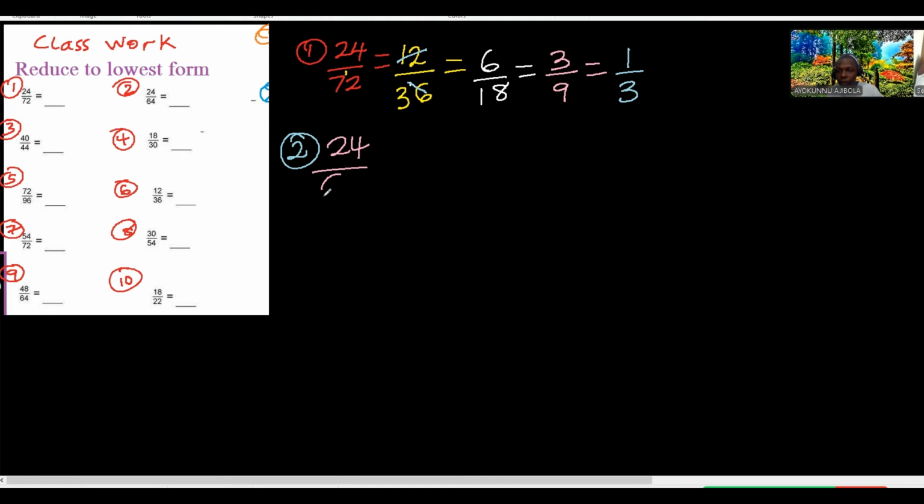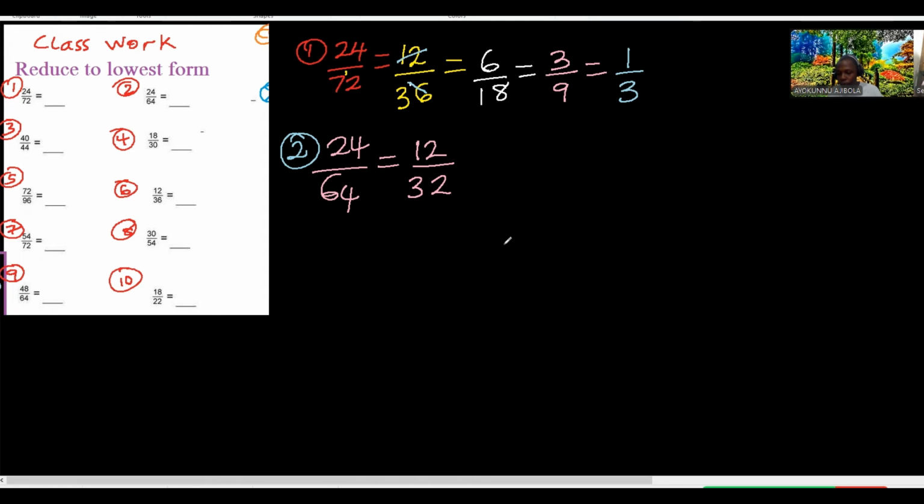24 over 64. I need to divide. How many 2s will go in 24? 2 in 2 is 1, right? Yes. And 2 in 4 is 2. That's 12. How many 2s will go in 64? 2 in 6 is 3. And 2 in 4 is 2, right? Yes. But is that the lowest form? No. So I have to divide further, right?